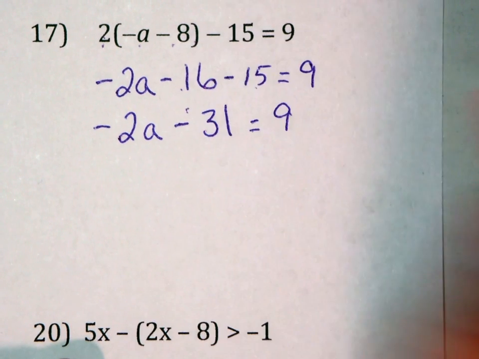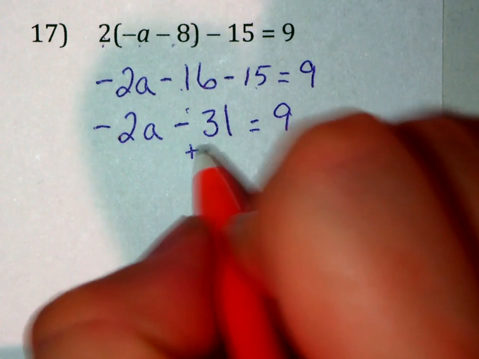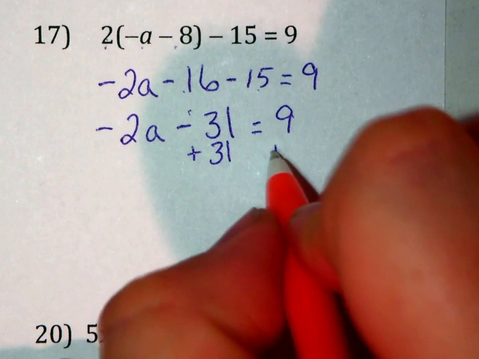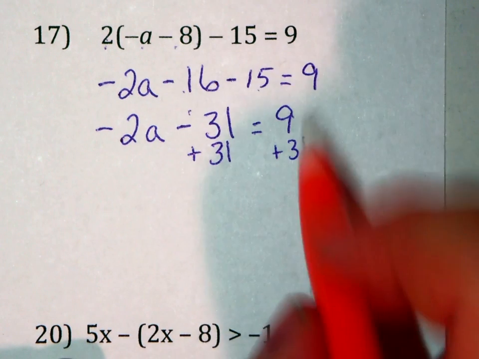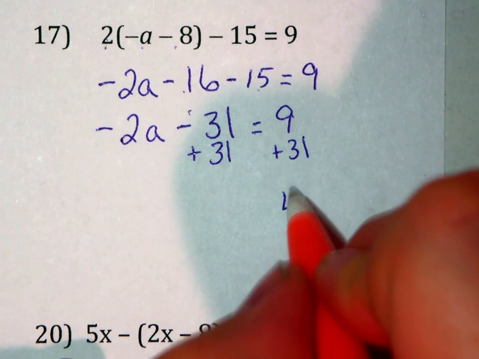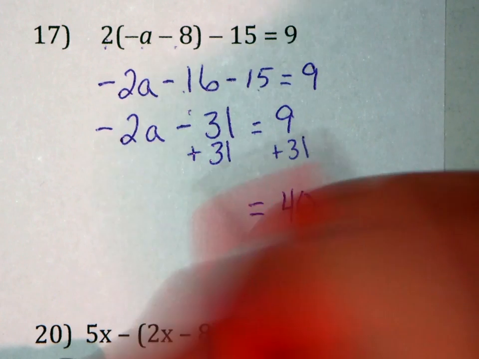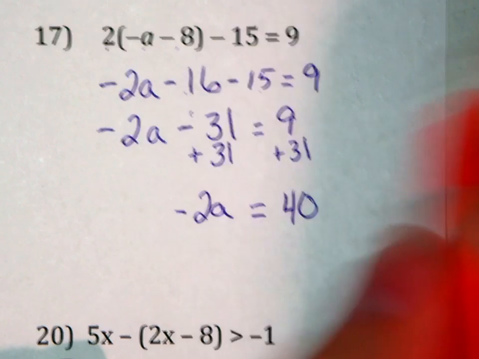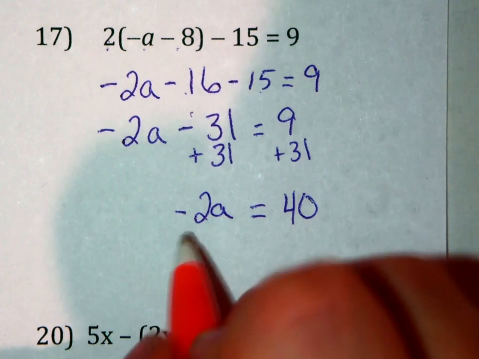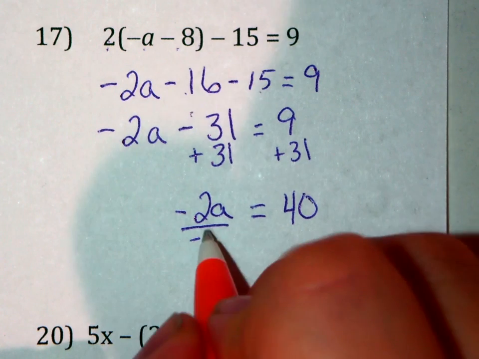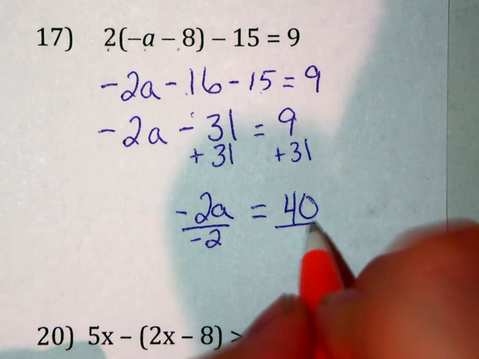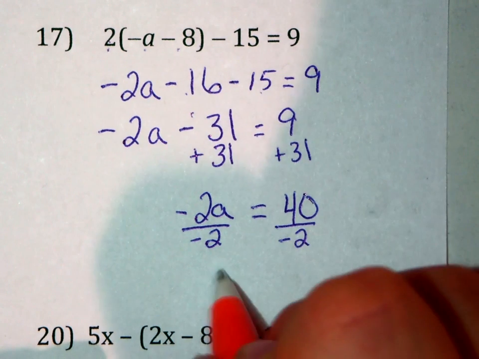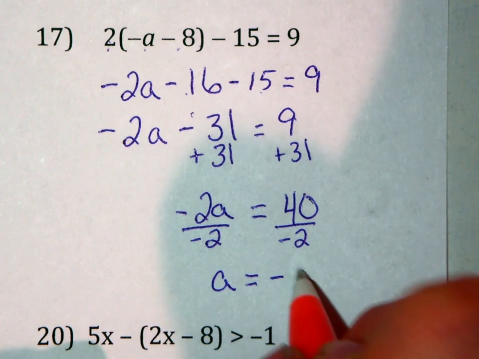Equals 9. I will add 31 to both sides. 31 plus 9 is 40. And lastly, I will divide by negative 2. So a equals negative 20.